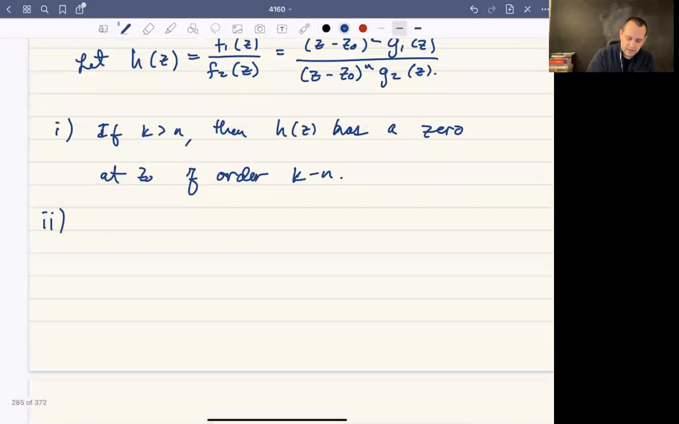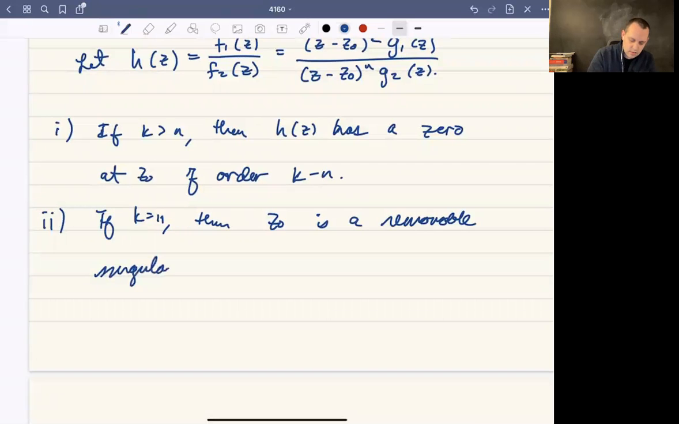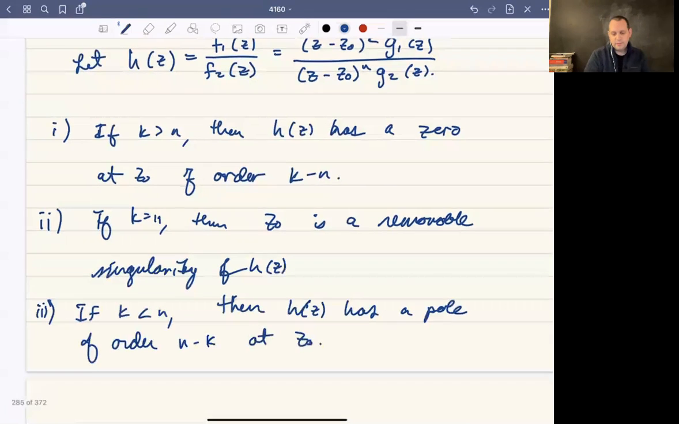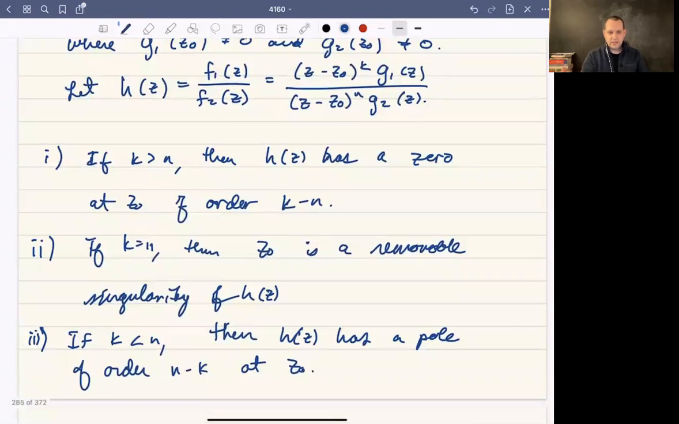And two, if k equals n, then z naught is a removable singularity of h. And then finally, three, if k is less than n, then h has a pole of order n minus k, and that's, again, at that point z naught. So again, nothing too surprising. This works probably the way that you expected it to work, but it's just something that's nice to write down.